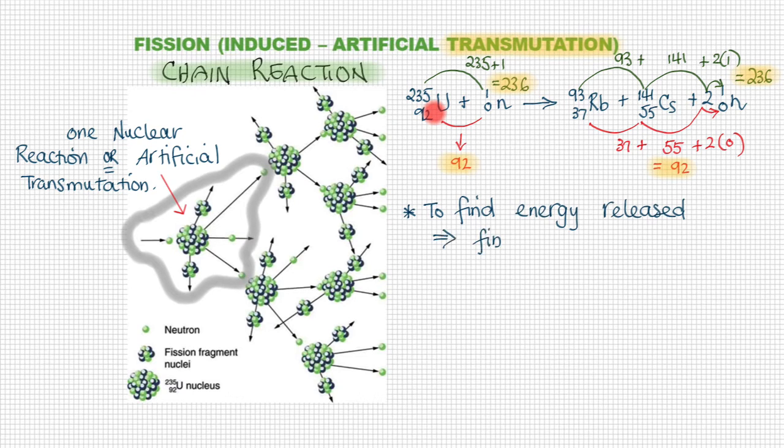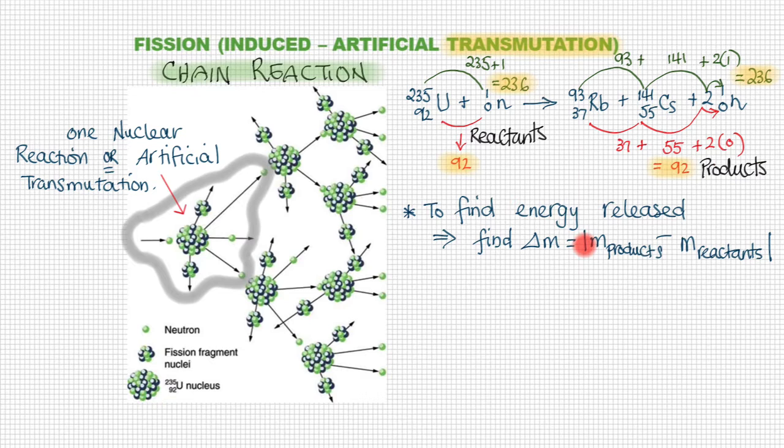So to find the energy released, we said we find the mass defect, which is the mass of the products minus the mass of the reactants. And by the way, this little sign here means simply an absolute value, so it means your value must be positive, and whatever value you get, you make it positive.